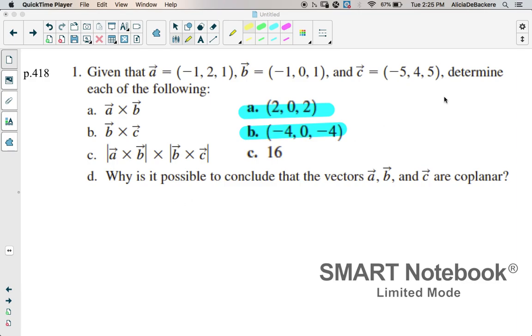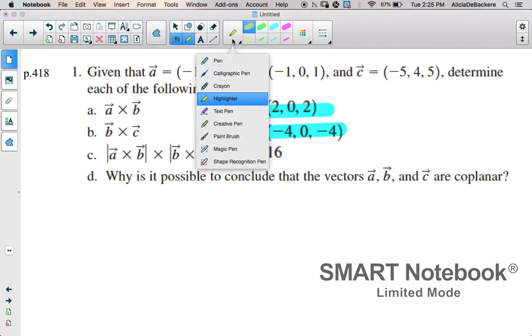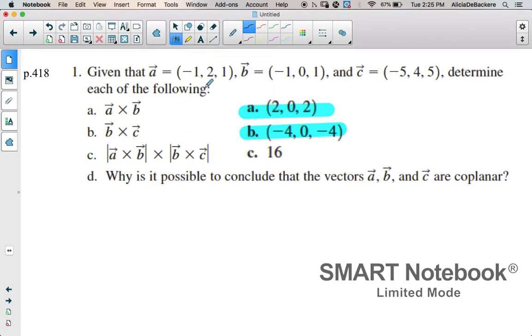Okay, moving into the review questions, I had a question about number 1D. So I just copy and pasted the answers for A, B, and C here because I'm going to use the answers from A and B to talk about the answer for D. So D says, why is it possible to conclude that the vectors A, B, and C are coplanar?